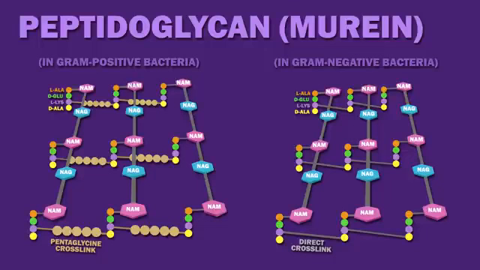Nearly all bacterial cell walls have a peptide polysaccharide layer called peptidoglycan, also known as murein. Peptidoglycan is a polymer made up of sugars and amino acids which forms a kind of mesh.